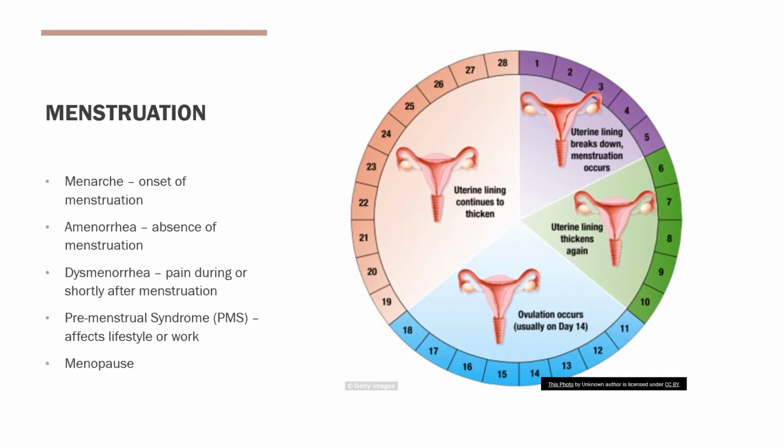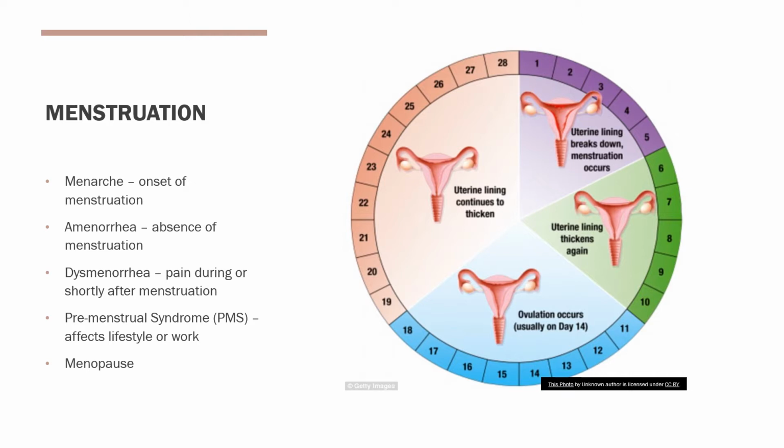Dysmenorrhea is when there is pain during or shortly after that menstruation period, but it is not the same as premenstrual syndrome, PMS. So PMS is when that painful period of time actually is interfering with lifestyle and work. This isn't simple cramping and discomfort. This is severe.